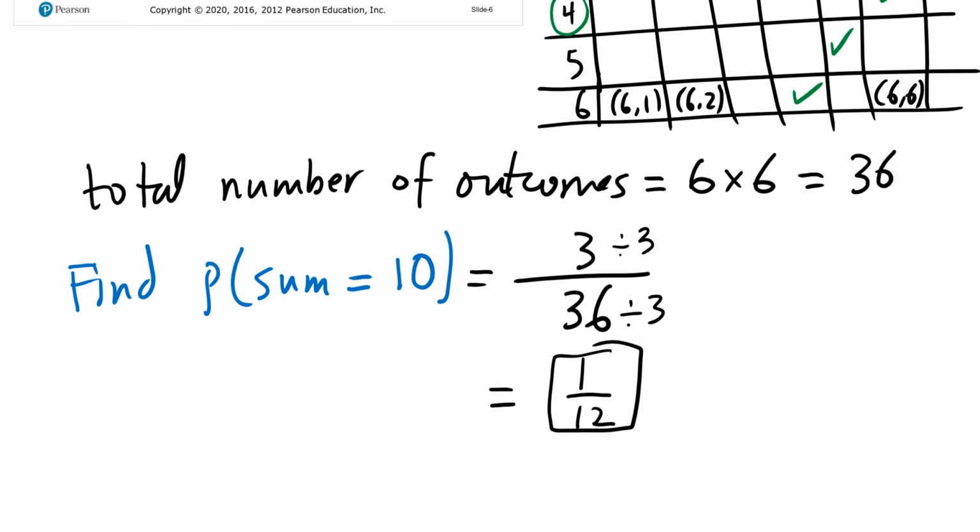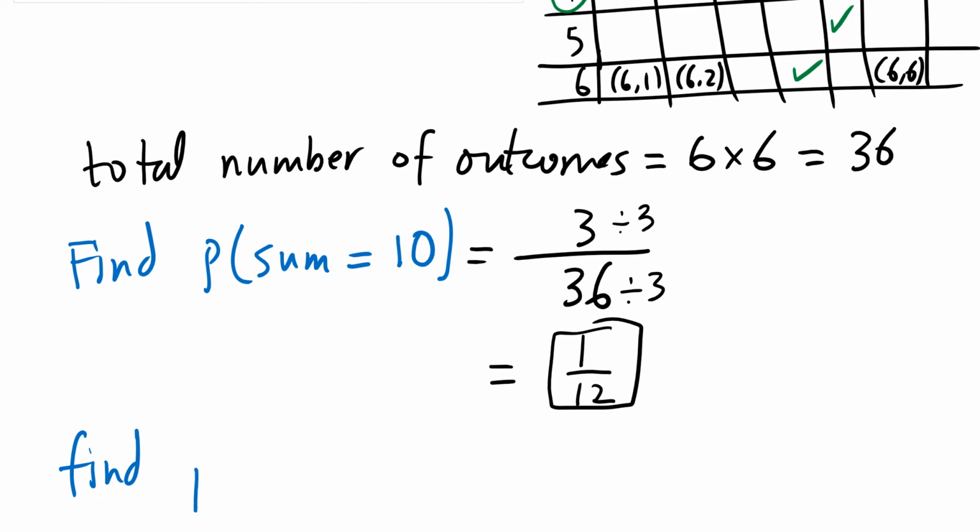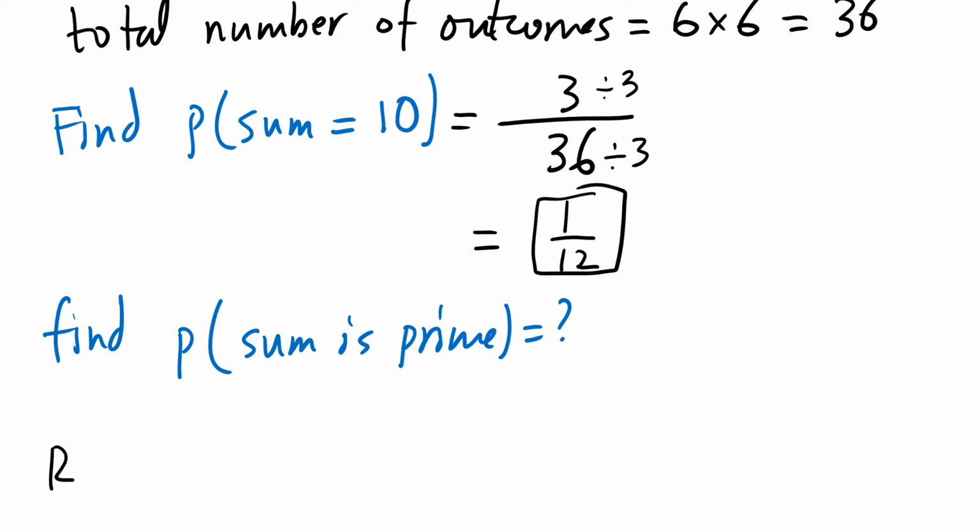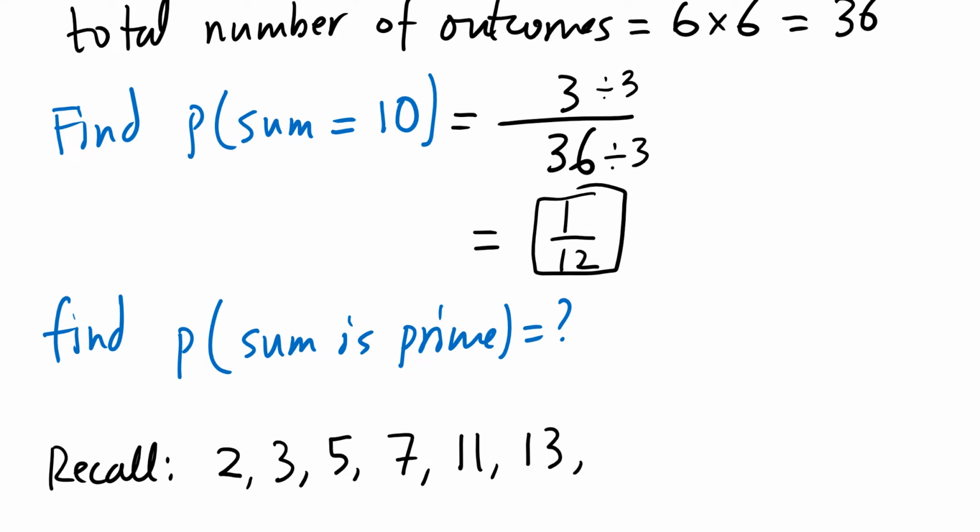Now, what if they ask us to find the probability that the sum is prime? Sum is prime. What is that going to be? Well, we have to count all the outcomes that are prime numbers. So recall, what are the prime numbers? Recall, the prime numbers start at 2, not 1. 1 is not a prime. 2, 3, 5, 7, 11, 13, and then they keep going on and on. 17, 19, 23, etc.